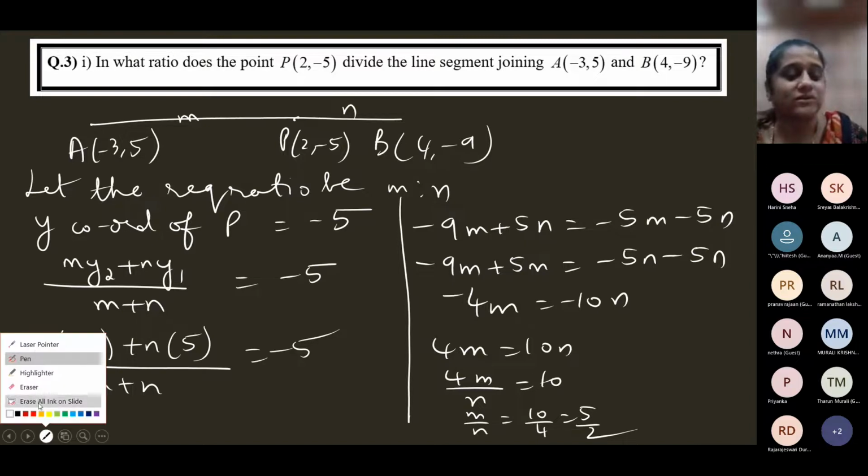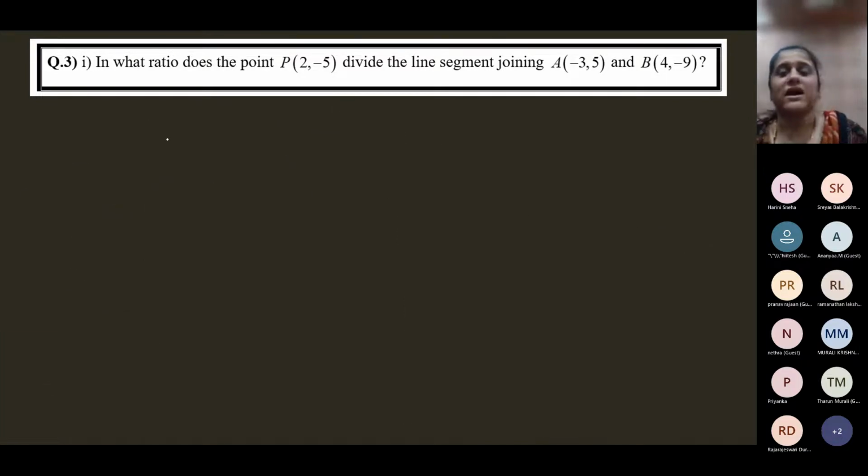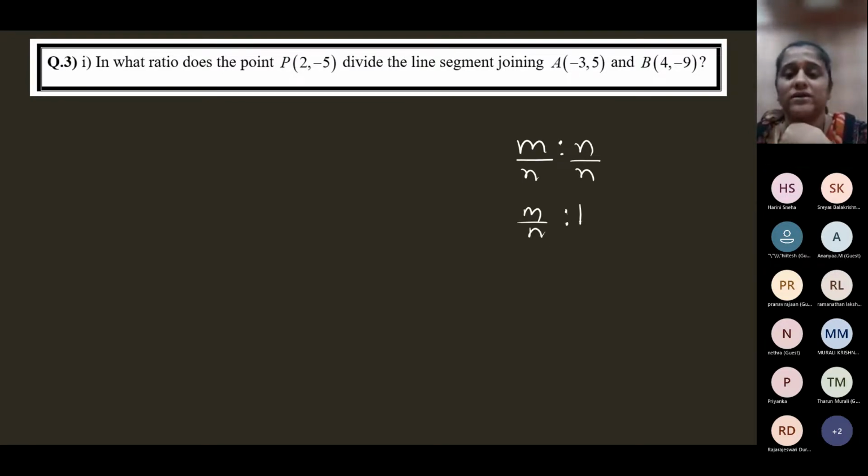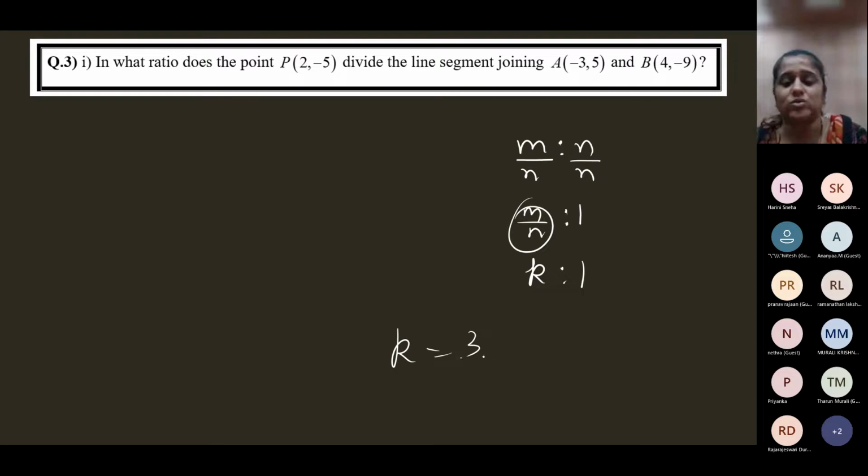So now we'll use the ratio k to 1, children. I'll tell you how that k to 1 is used. Now the ratio is m is to n. Divide this ratio by n. So what do you get? m by n is to n by n, so m by n is to 1. This m by n is taken as k is to 1. So whatever you get for k, that is only the ratio m by n. So if you get k is equal to 3 by 2, that means m by n is 3 by 2. So 3:2 is the ratio.